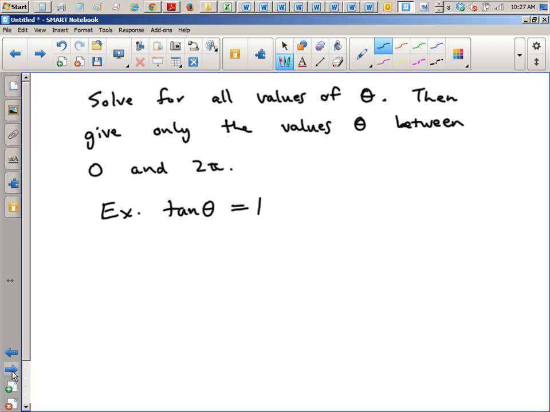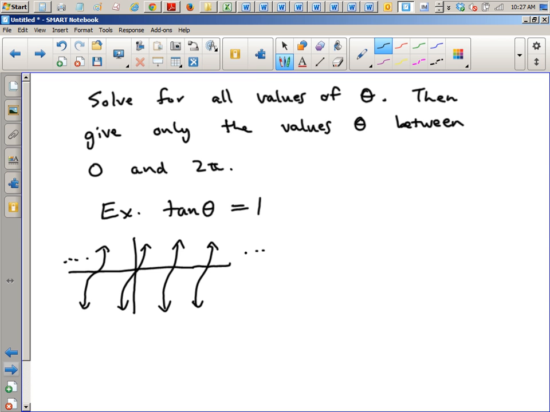Okay? For example, here's kind of what we're talking about. Imagine a tangent graph. How many of these pieces, these little branches, are there? Infinite number, right? So this just goes on forever. We're trying to find basically where this is 1. Well, that's going to happen all the time. We're going to have 1 more than once, so many times. So we're going to try to give all possible answers.